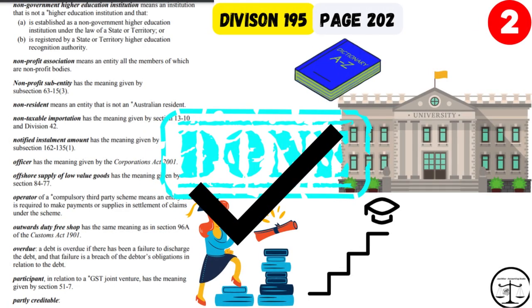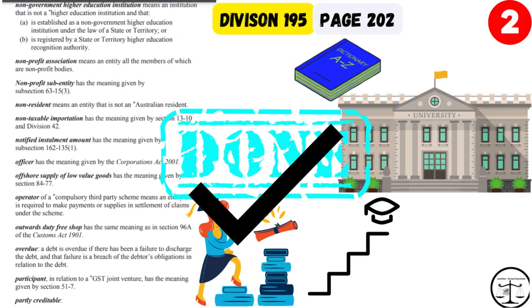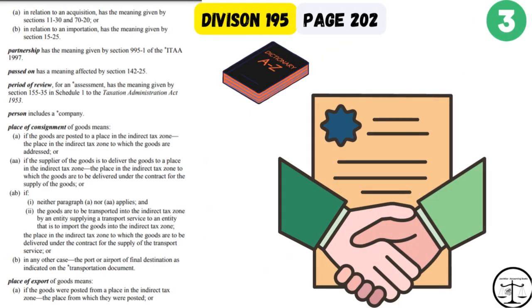That was it for page number 202, friends. This was Section 2 of this video. Now we will head to Section 3. Now, we will explain words on page number 203 of Division 195 of GST Act Volume 2. This is Section 3 of this video, for dictionary. Please find words on screen.